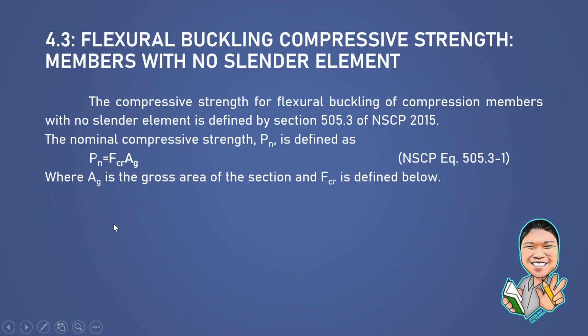Okay, yung Ag nasa appendix lang naman to, or literally yung cross-sectional area lang naman ng section natin. However, yung Fcr, may formula yan. Depende sa code. And according to the code, kapag yung KL over r nyo daw is less than or equal to 4.71 square root of E over Fy, or Fe is greater than or equal to 0.44 Fy.